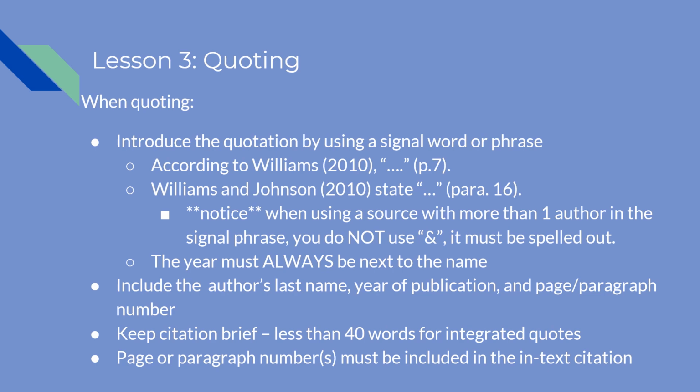So the first part of this slide talks about information that I already talked about. When you're introducing a quote with a signal word or phrase, you should always have the year next to it. And you should use the word "and" in the sentence and the ampersand in the parenthetical citation. And when you're quoting, you should have the author's last name, the year of publication, and the page or paragraph number. With a paraphrase, you don't need that page or paragraph number. And you should always keep direct quotes brief. Less than 40 words is a normal quote. If you have more than 40 words, you're going to have to format it as a block quote.